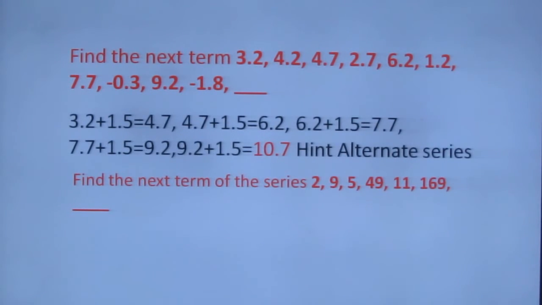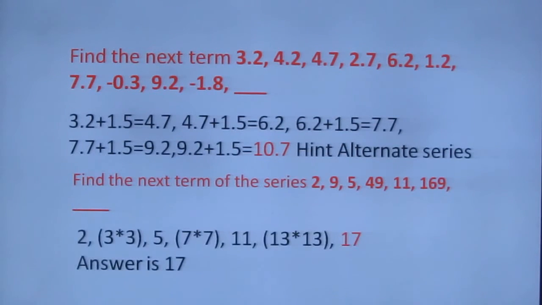Find the next term of the series 2, 9, 5, 49, 11, 169. This is a beautiful question. How to solve this quickly? You got the answer? Very good. Split the numbers as 2, 3 times 3, 5, 7 times 7, 11, 13 times 13, then 17. The base numbers are prime numbers, and at the even places 9 is written as 3 squared, 49 as 7 squared, and 169 as 13 squared.